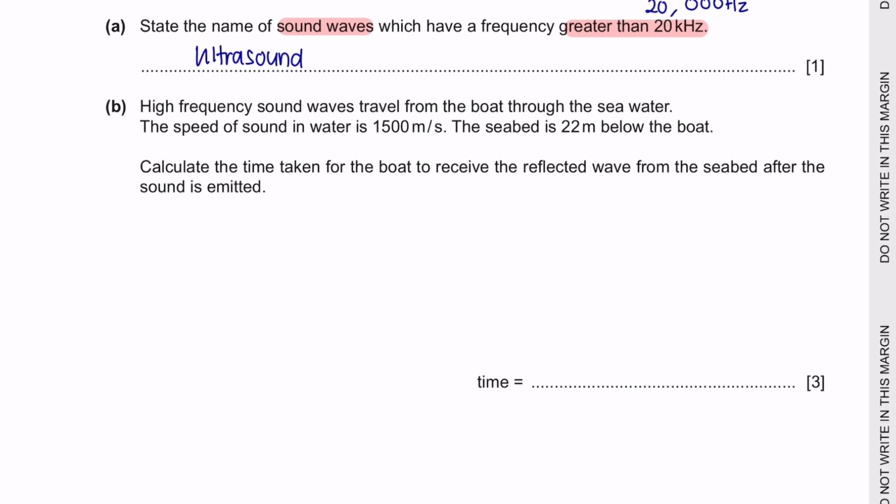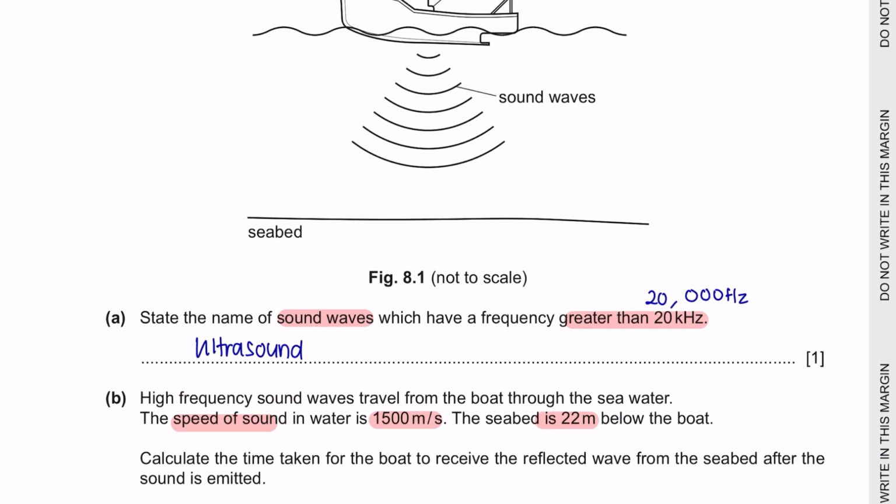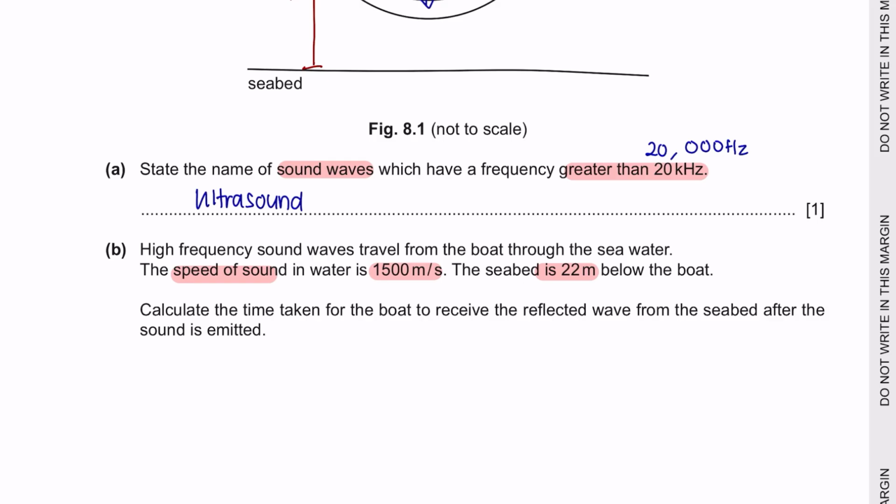Next, question B. High-frequency sound waves travel from the boat through the sea water. The speed of sound in water is 1,500 meters per second and the seabed is 22 meters below the boat. So the sound is traveling at a speed of 1,500 meters per second and the depth is 22 meters. We are asked to calculate the time taken for the boat to receive the reflected wave from the seabed after the sound is emitted.